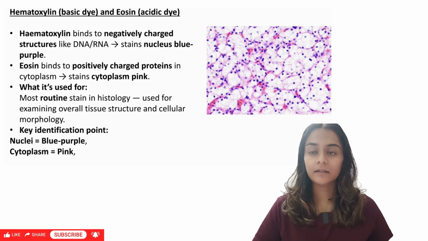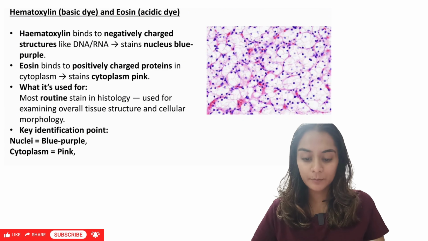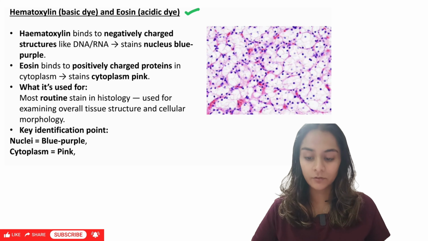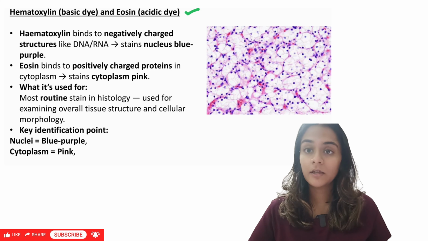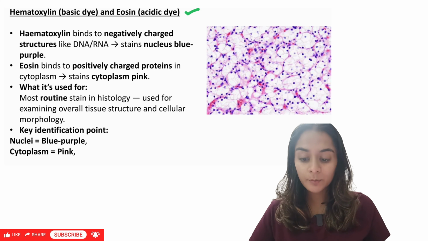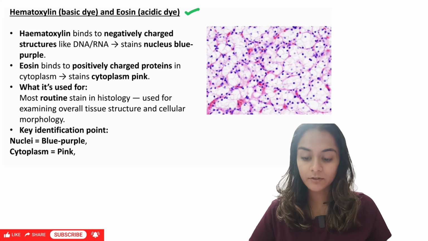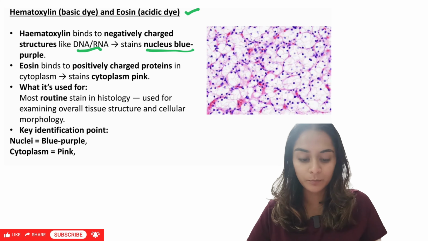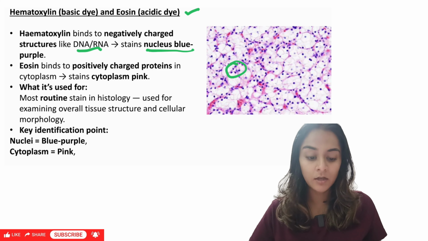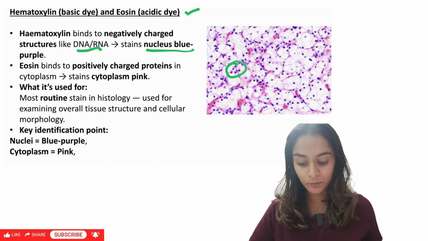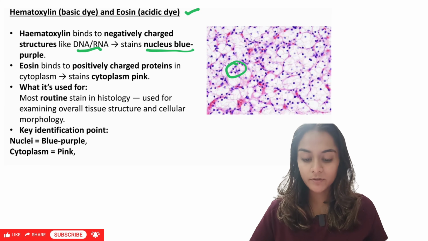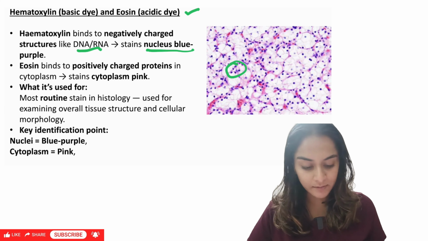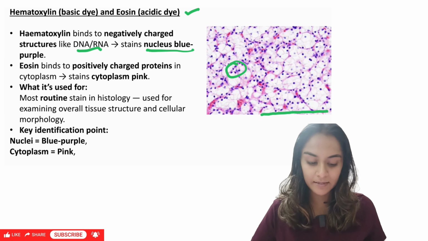So let us start. Our first stain for today is your Hematoxylin and Eosin dye stain. Hematoxylin is a basic dye, Eosin is an acidic dye. Hematoxylin binds to negatively charged structures like your DNA and RNA and it stains the nucleus blue-purple. As we can see over here, the nucleus is stained blue and purple. Eosin binds to your positively charged proteins in the cytoplasm and it stains the cytoplasm pink as we can see in this image.